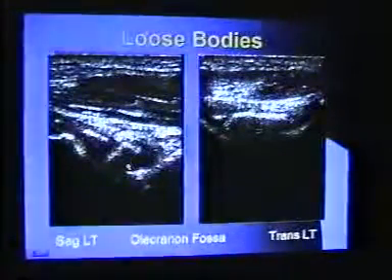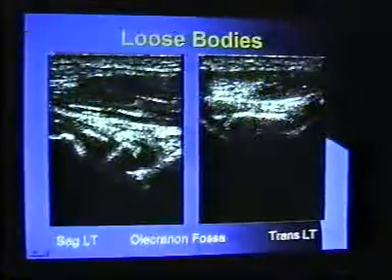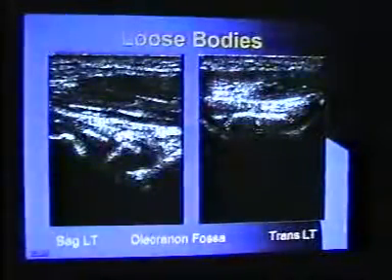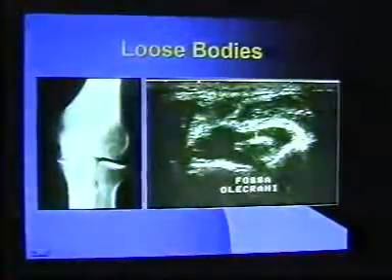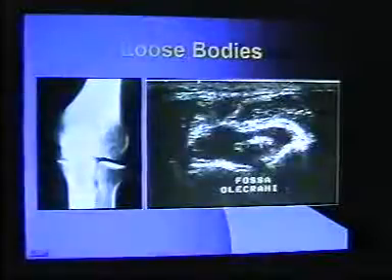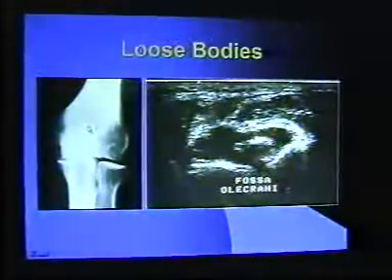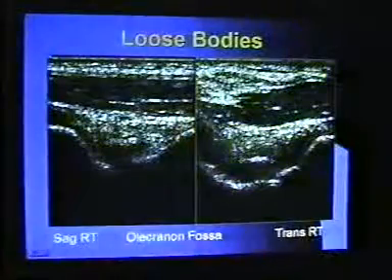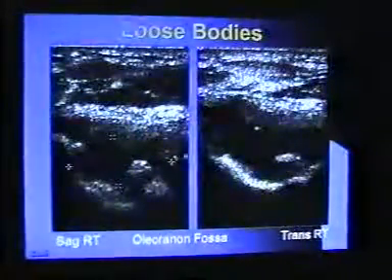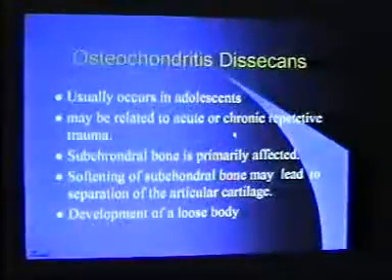Another scan of loose bodies near the olecranon fossa, the posterior of the elbow joint. It is a loose body. Again, loose bodies near the olecranon fossa, and here is a loose body which was here. Another case of loose bodies with a lot of fluid, inflammatory fluid there.